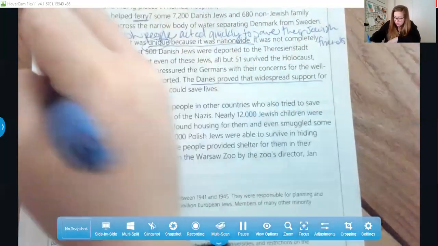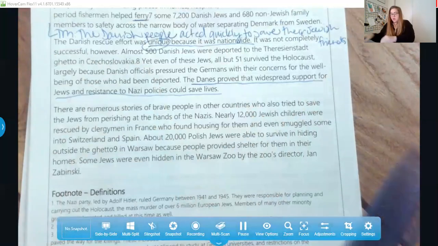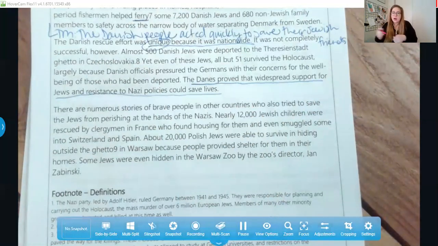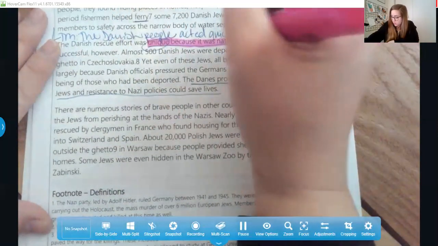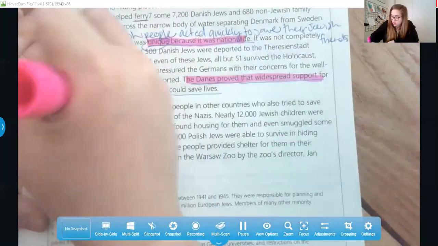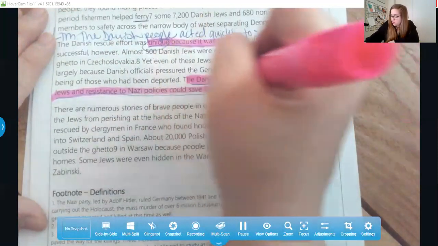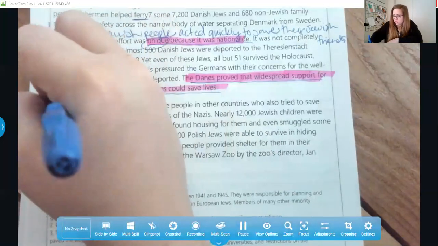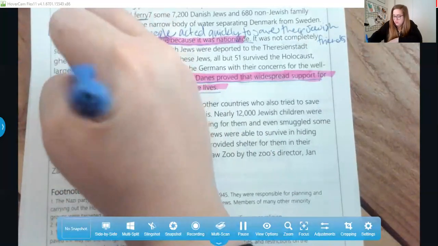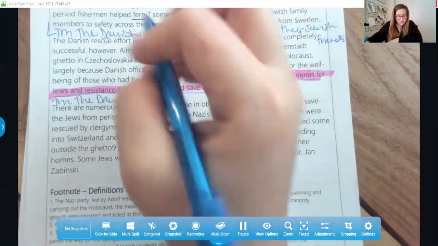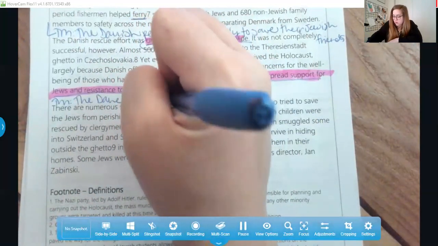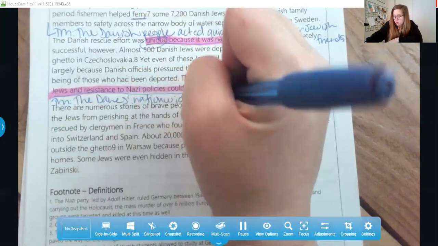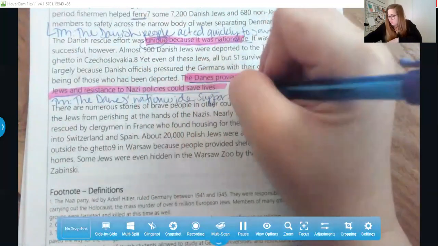Again, this line is really important because not only did the people in Denmark try to help their Jewish friends, but also the entire country was behind their Jewish citizens. And they showed that if your whole country was behind you, you could save Jewish lives, okay? So the author's teaching me here that the Danes, that's what we call Danish people, the Danes, nationwide support saved many Jewish lives.